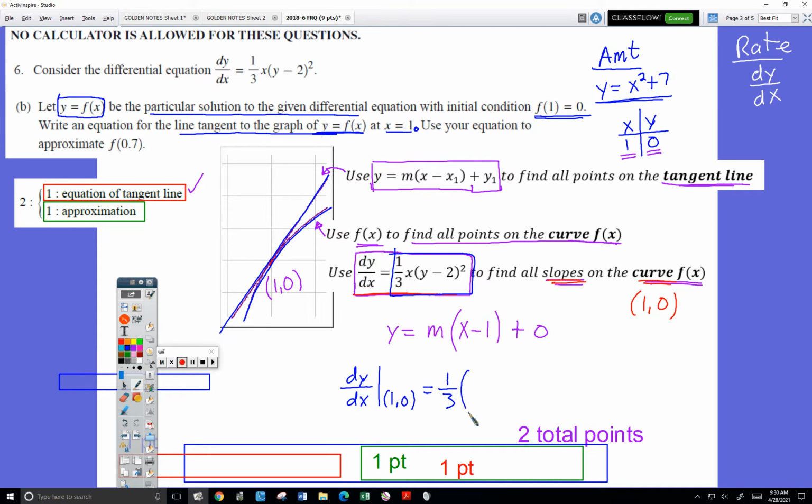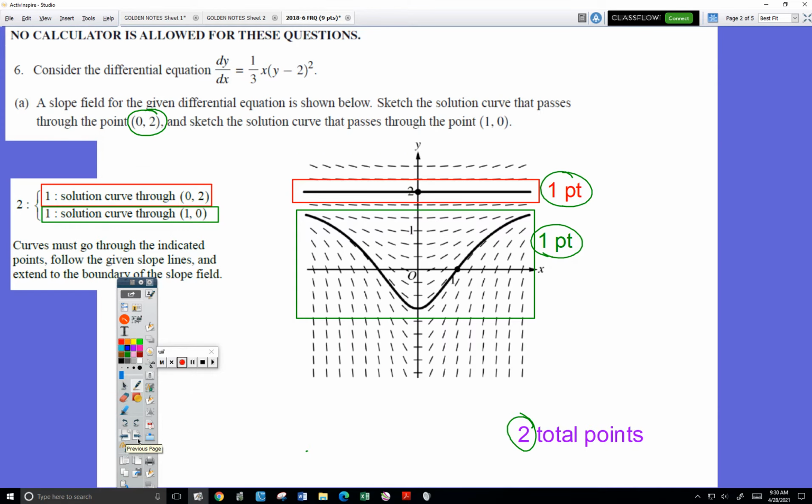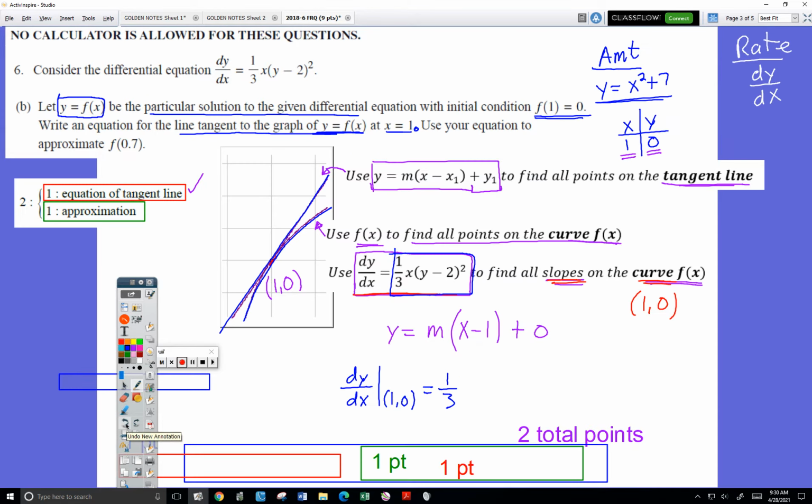The x, probably didn't need that parenthesis. The x is 1. And then the y is 0. Negative 2 squared would be 4. 4 times, that's 4/3. So now I have everything I need to write the equation of my line tangent.